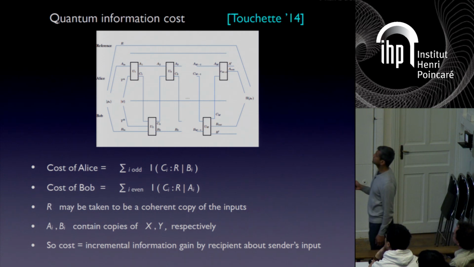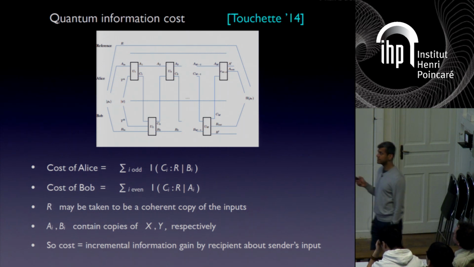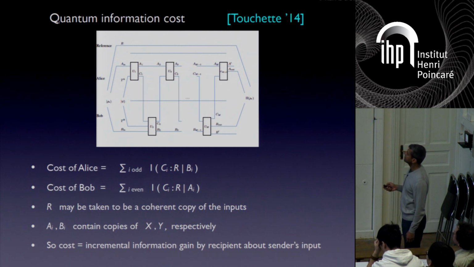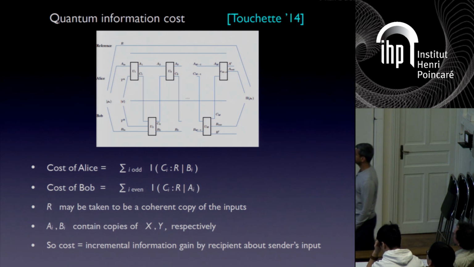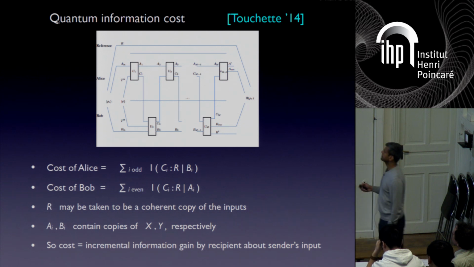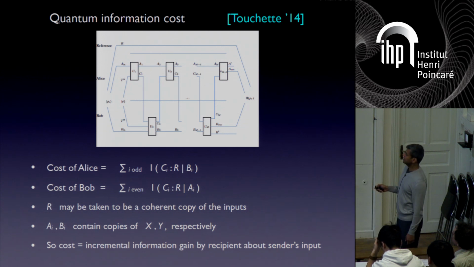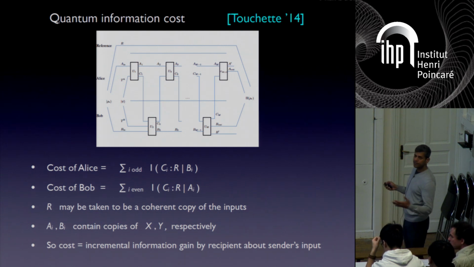So what is information cost for such a quantum protocol? It's quite similar to the notions we saw in the previous talk. We look at the protocol message by message. Let's see Alice's messages, for example. Those messages, at least in this diagram, are all the odd-numbered messages. They are in registers C sub i.